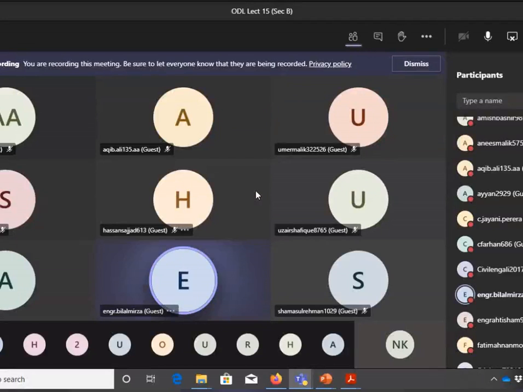Just no problem. Let it go. How I can reduce the effective length of any compression member about any axis? Just no problem. I just want to yes.